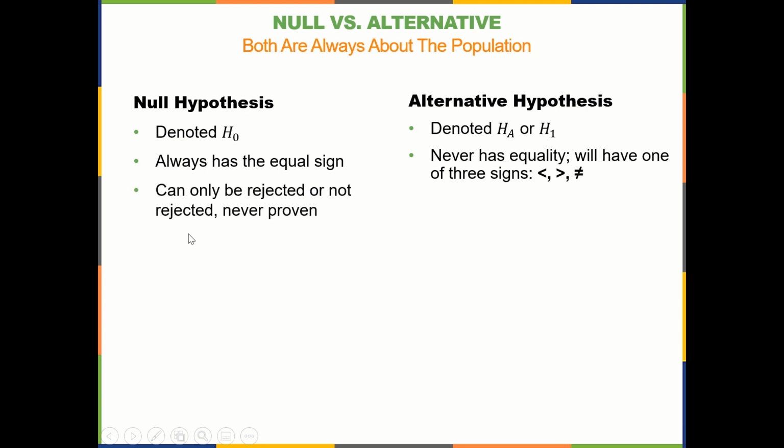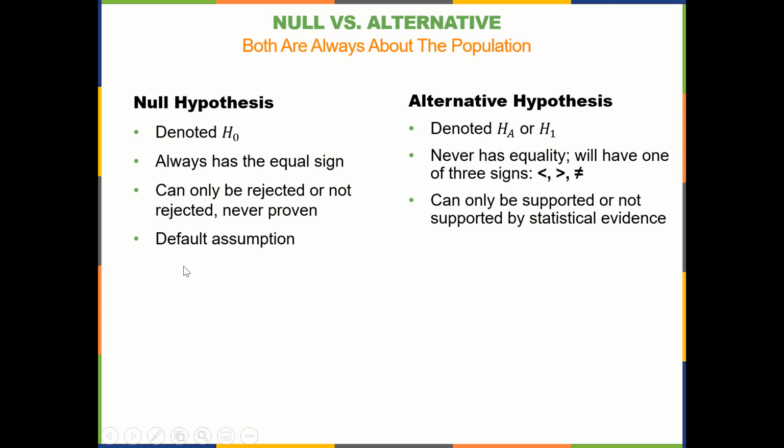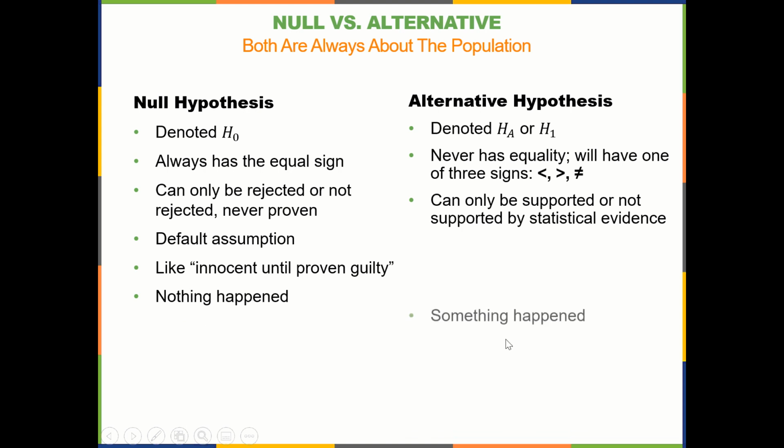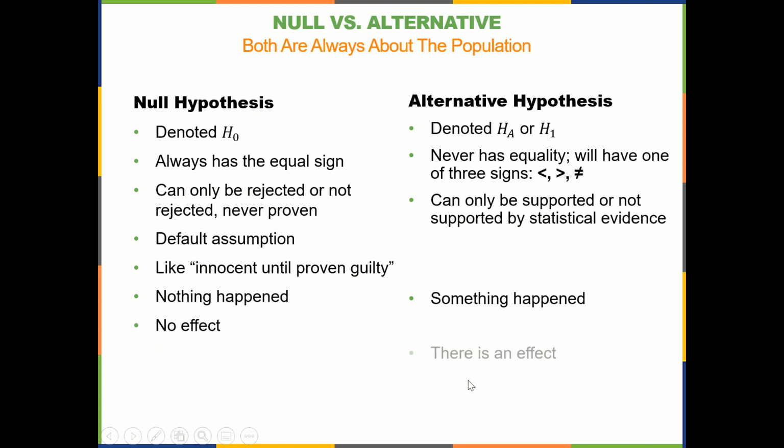The null hypothesis can only be rejected. The alternative hypothesis can only be supported. The default assumption of the null hypothesis can be thought of like innocent until proven guilty, or you could say something like nothing happened versus the alternative something happened, or no effect versus there is an effect, or no difference versus there is a difference. So these are all different ways that you could see the null hypothesis and the alternative hypothesis have meaning.